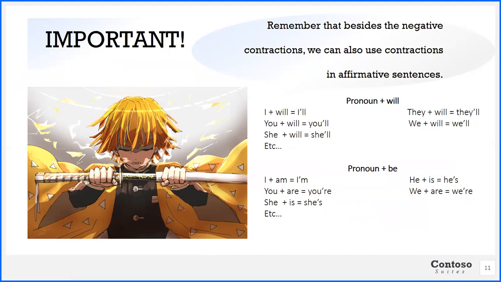But if we have affirmatives, can we contract? Yes, we can. We can always contract. So what are we going to contract in affirmatives? Well, if we're talking about will, we're going to contract the pronoun and will. All right, so I will becomes I'll, you will becomes you'll, she will becomes she'll, etc. If we're talking about the verb to be, which would be used with going to, we're going to contract the pronoun and then the verb to be itself. So we have I am becomes I'm, you are becomes you're, she is becomes she's. Okay, so just make sure that you practice these contractions if you don't remember them properly.